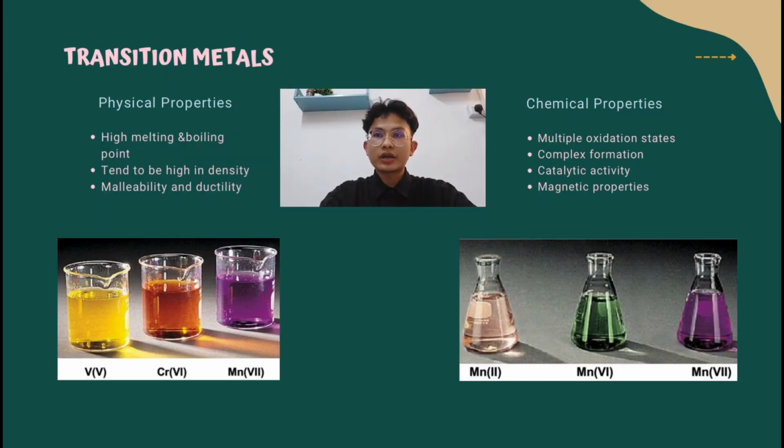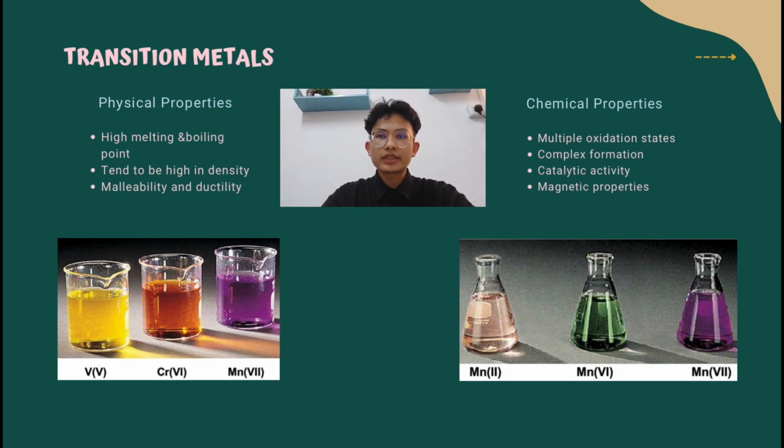The physical properties of transition metals. Transition metals possess several characteristic physical properties, which are high melting and boiling points. Transition metals generally have higher melting and boiling points compared to other elements due to their strong metallic bonding. Then, the density. They tend to have relatively high densities, with metals such as platinum and iridium being among the densest known elements. Then is malleability and ductility. Transition metals can be hammered into thin sheets and can be drawn into wires.